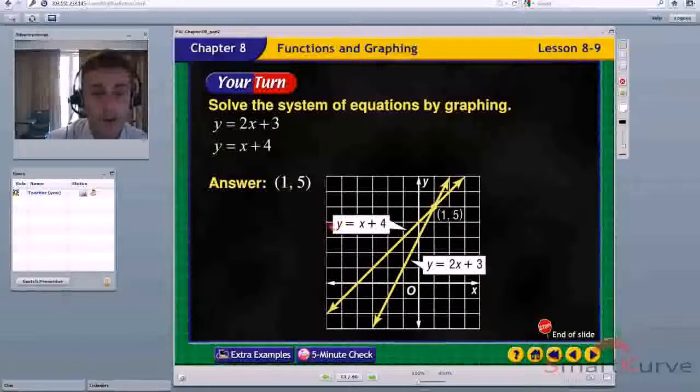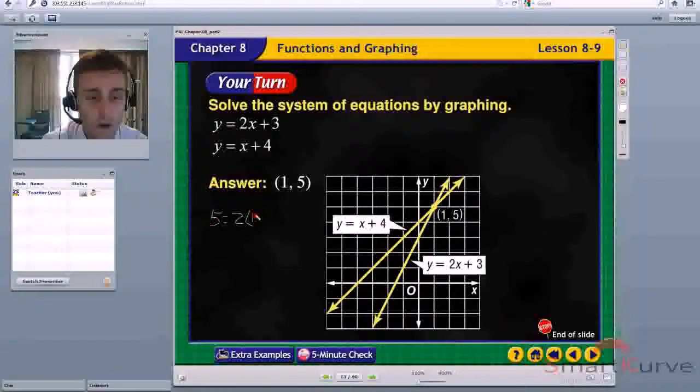Solve the system of equations by graphing. y equals 2x plus 3, y equals x plus 4. Again, what we're going to do is plug in this point to see if that's correct. So we have y is 5 equals 2 times x, which is 1, plus 3. Is that correct? Yes. And try it on the second one as well. 5 equals 1 plus 4. Is that correct? Yes. So you know the coordinates where the lines intersect are (1, 5).